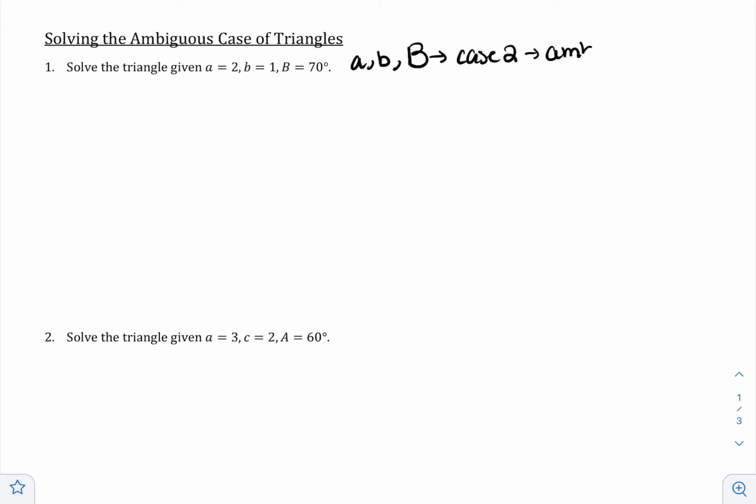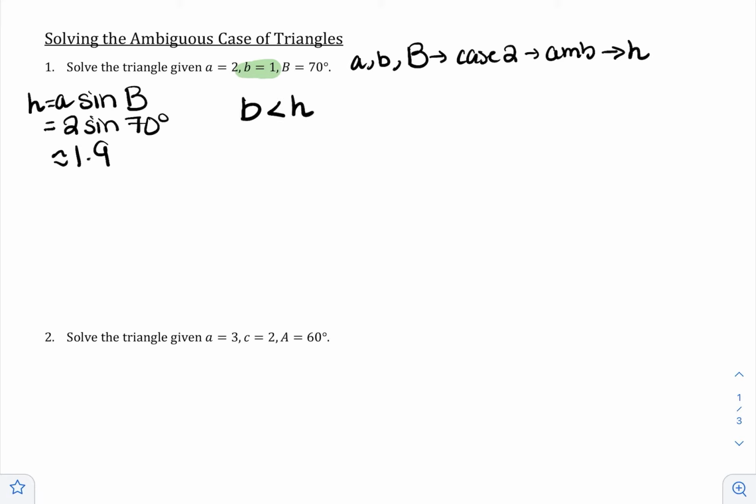That is the ambiguous case, which means that first and foremost, I need to find the height. So the height is going to be the sine of the only angle that's given to me times the side of the letter that doesn't match. When I plug that in, I get 2 sine of 70 degrees, which is approximately 1.9. Then I compare it to the letter I did not use yet, which is b equals 1. And b is less than the height. So when that happens, the triangle cannot close, so you have 0 triangles.